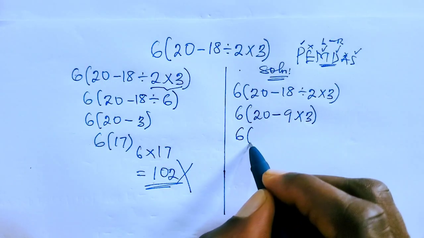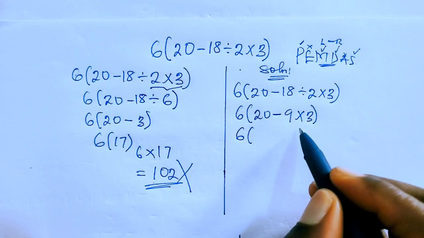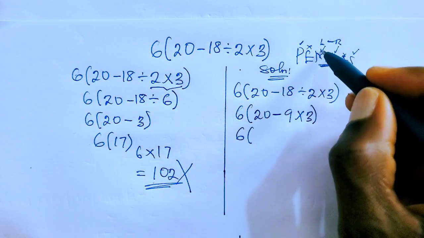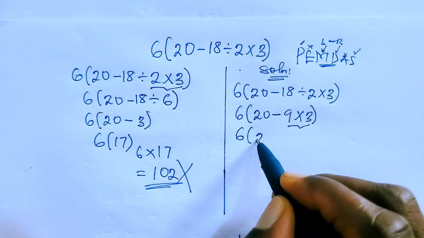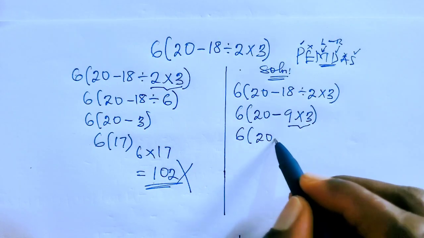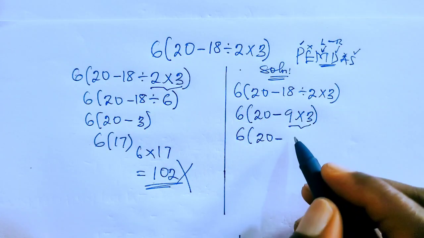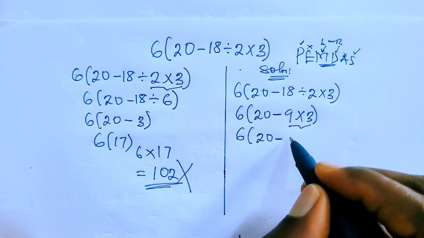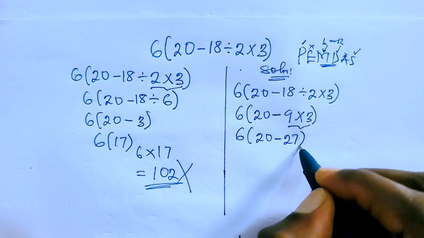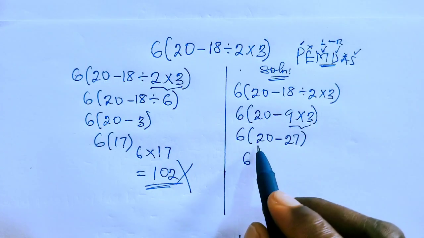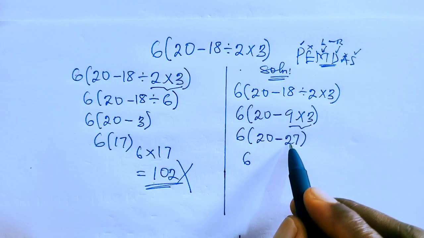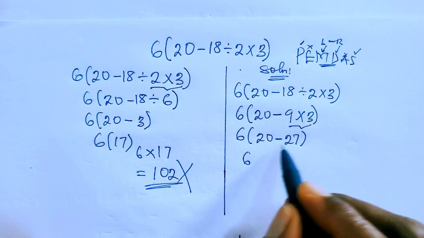And again, we have 6 into here. We are going to consider multiplication now, and we have this 20 minus 9 times 3, that gives 27. And still in this parenthesis, we are going to have 6 into 20 minus 27, that gives us minus 7.